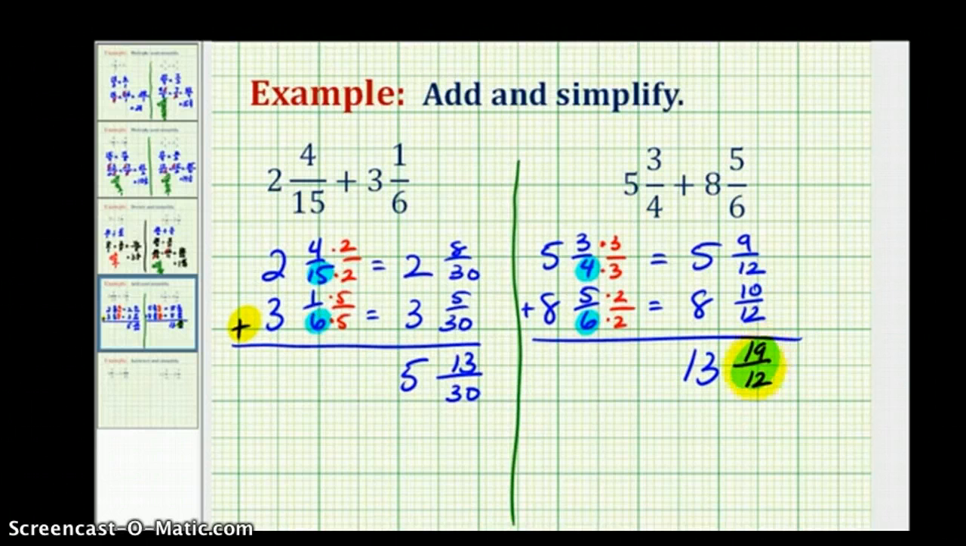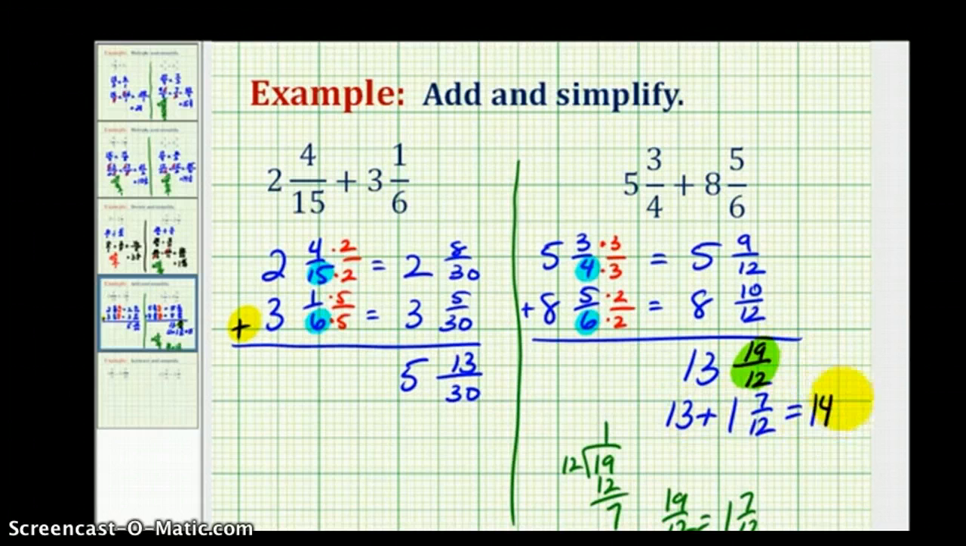So what we're going to do now is take 19/12 and write it as a mixed number. To do that, we'll divide 19 by 12. There's 1 12 in 19 with a remainder of 7. So that tells us that 19/12 is equal to 1 7/12. So what we're going to do is take our whole number 13 and add the mixed number for 19/12, which was 1 7/12. So our sum in the correct form is going to be 14 7/12.